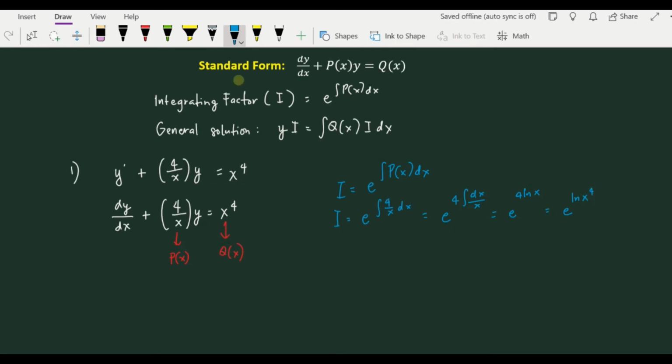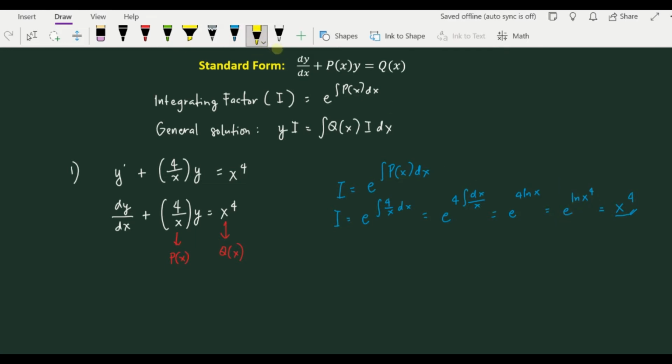So, di ba may rule tayo sa logarithm na e to the ln of x is equal to x. Makakancel yung e dito. And so, what will happen to this? So, itong e raised to ln x to the 4th will become x raised to 4. So, ito na yung ating integrating factor. Kasi na-cancel dito yung ln and e.